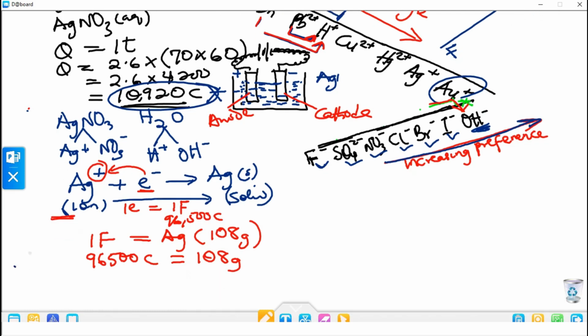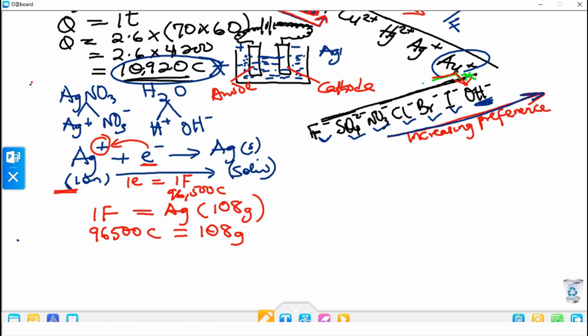But from the beginning of the whole process, 2.6 amperes of electricity entered into the electrolyte for 70 minutes, and that is equivalent to 10,920 coulombs of electricity or charge that went into the electrolyte. So if 96,500 coulombs of charge will normally give us 108 grams of silver, then this quantity of electricity that really went into the electrolyte, 10,920 coulombs, what mass of silver will it give us? That is actually how to go about calculating questions that have to do with Faraday's laws, the first law especially. So this is actually how to go about it.